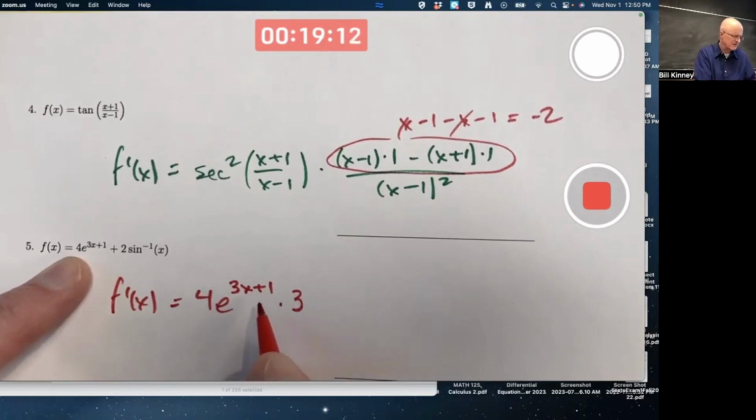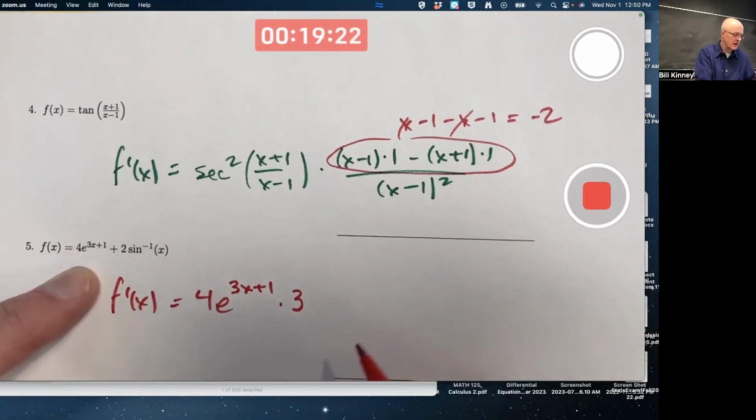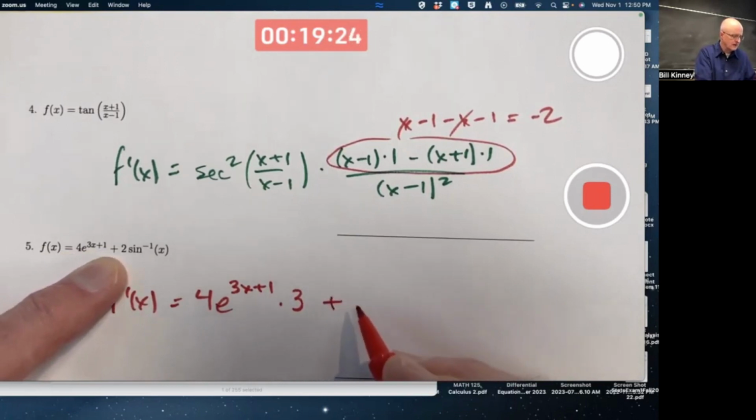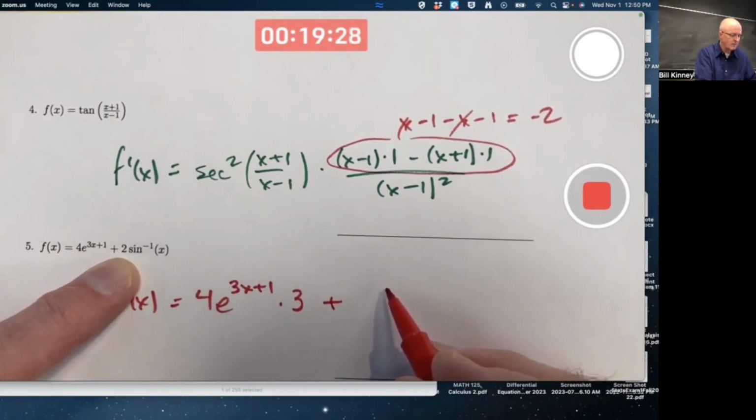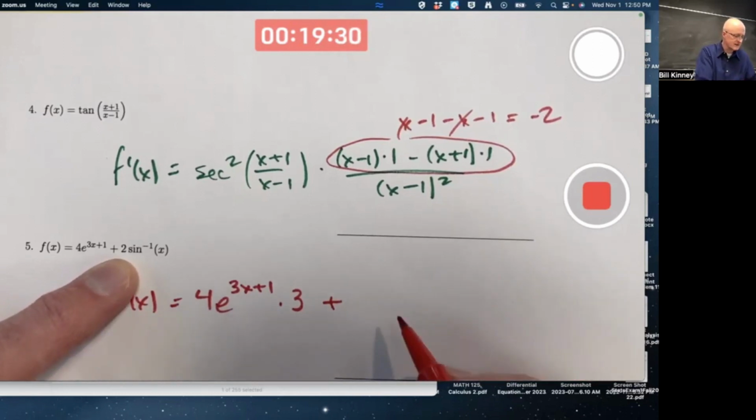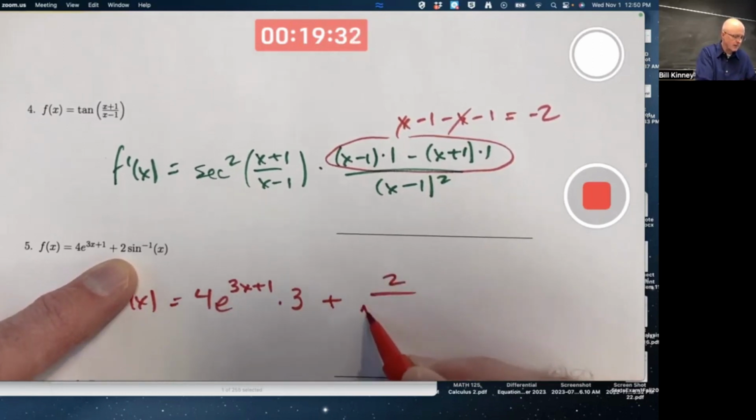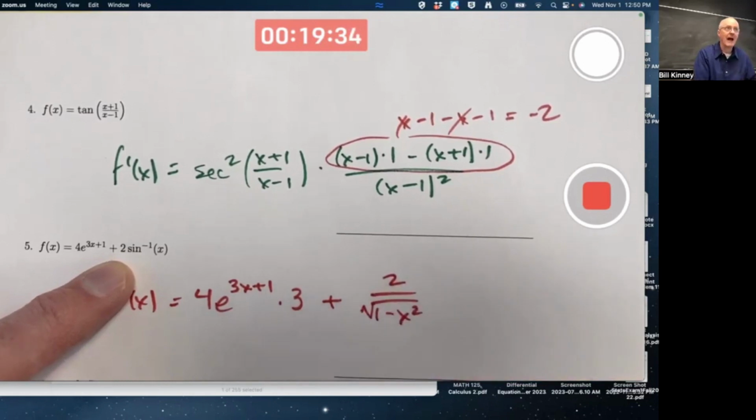Some people sometimes, I saw mistakes like they forgot to put the plus 1 there, or they put like an extra factor of e in here. No. This is how you do it with the chain rule. This is 2 times the derivative of inverse sine, which is just memorized to be 1 over square root of 1 minus x squared, but the 2 stays there, so it becomes that.